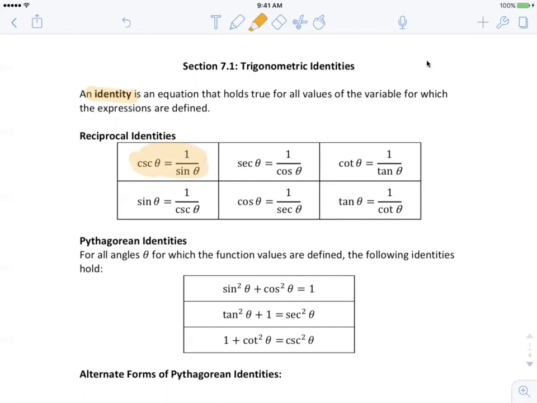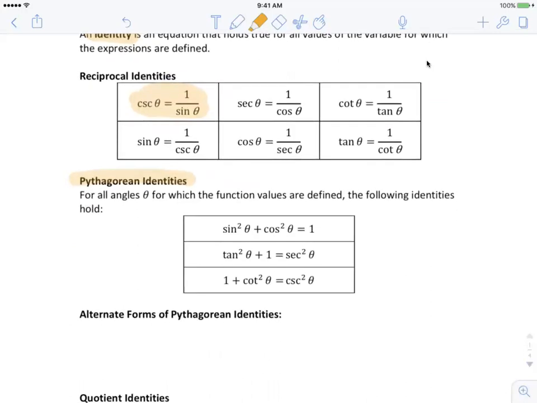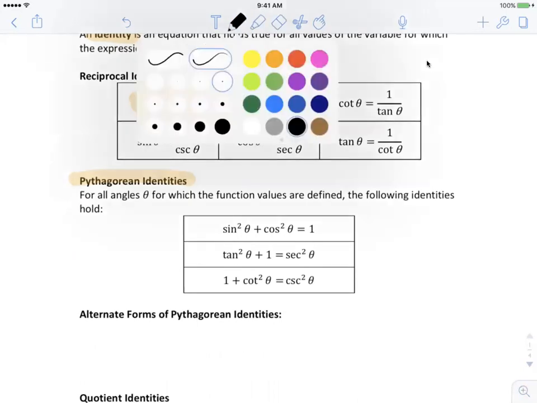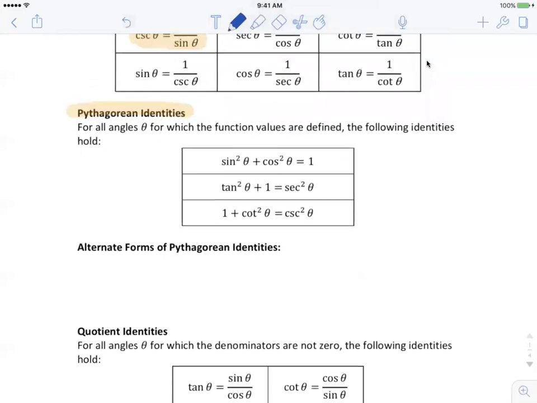So you have your reciprocal identities. We've used those before. And then we have Pythagorean identities. They're called that because they are derived from the Pythagorean theorem. There's three main ones. We've used those a little bit to this point. We use them a lot in this chapter. And so sometimes it's good to look at some alternative forms of the Pythagorean identities, which just means you're rearranging the equation using equation operations. So we can maybe look at some of that right now. What are some alternative forms?